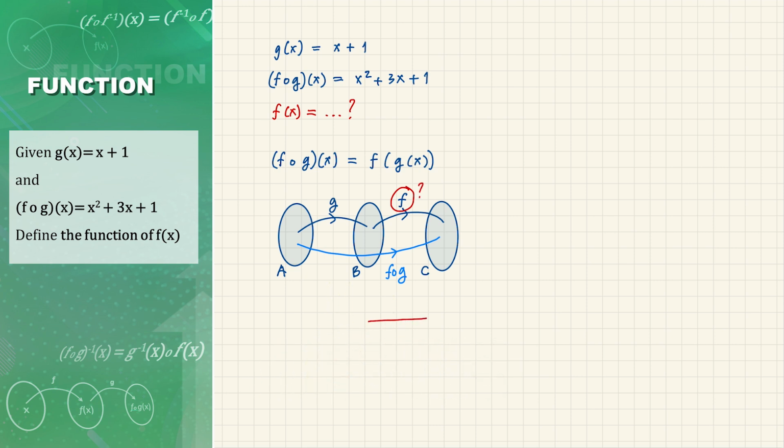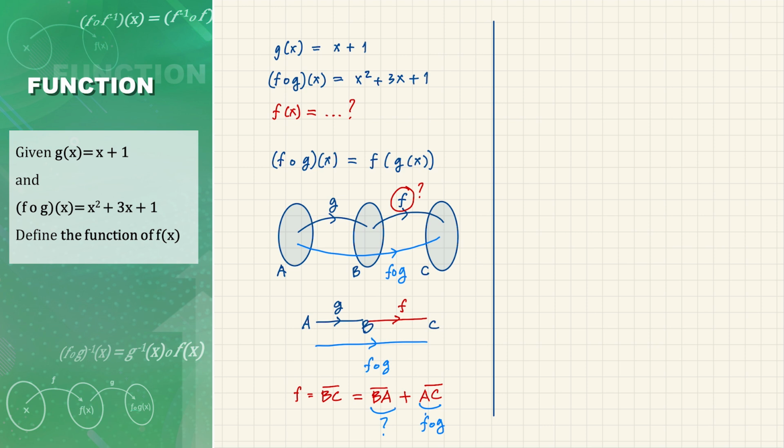From the lesson on vectors, we can determine f if g and the composition of f and g are known. F is from B to C vector, which is composed by BA vector followed by AC vector. We know that AC is the composition of f and g. Then, we need to find the BA vector. We are going to examine AB. AB is the same as the function g(x). Therefore, BA is the inverse of the g function.